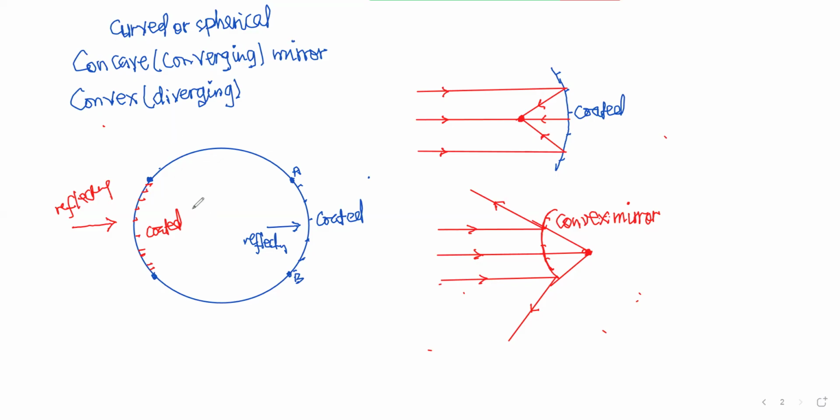So you can be asked to, using a ray diagram, explain why a concave mirror is also known as a converging mirror, and a convex mirror is also known as a diverging mirror. This is what they expect of you.